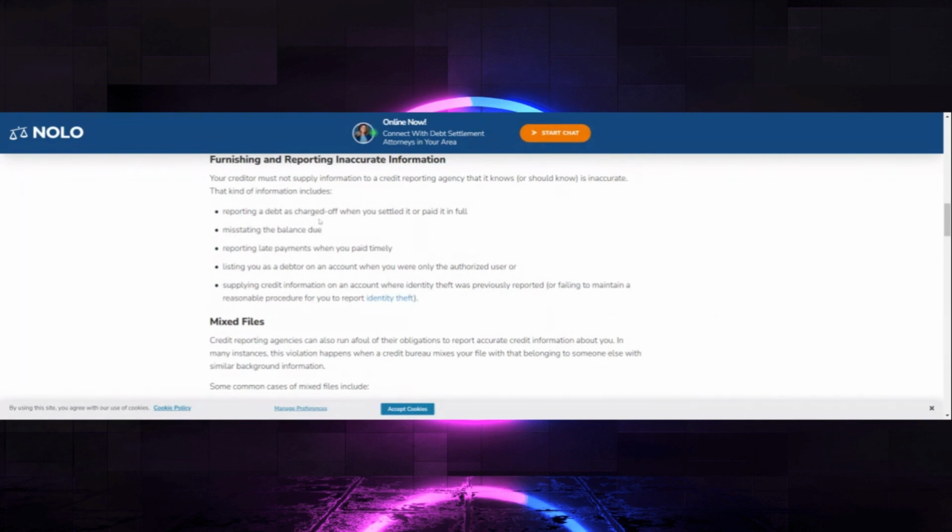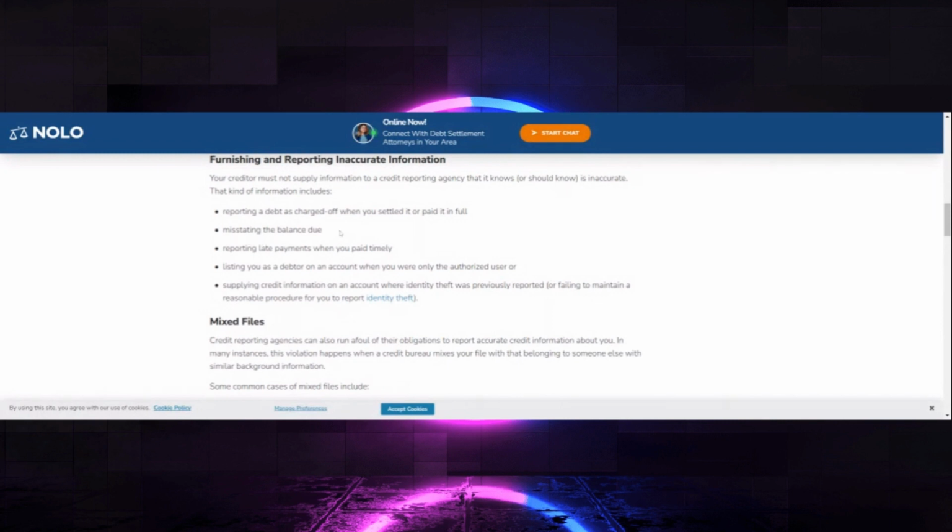Now, reporting debt as charged off when you settled it or paid in full, that is huge. That is always reporting. That is super duper always reporting. Okay. People settle and it's marked as a charged off account. That's pathetic. And it actually super hurts your credit score. It can be very ugly.